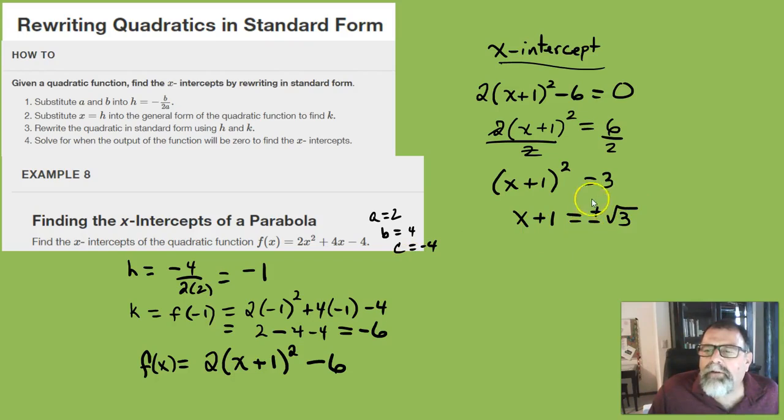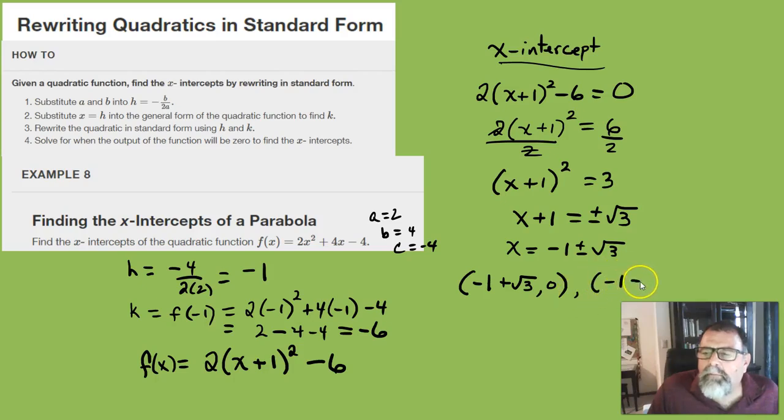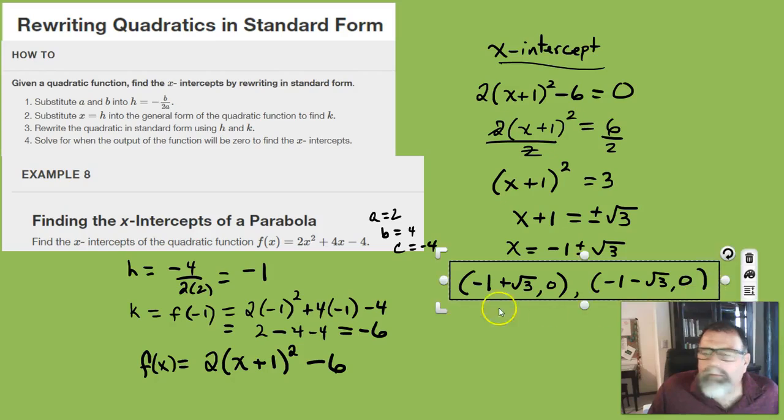And then you subtract 1 and just put it in front. So subtract 1, and that'll be my two x-intercepts, the x-coordinates. So the x-intercepts will be (-1 plus square root of 3, 0) and (-1 minus square root of 3, 0). Okay? So that's another way to do it. And personally, I don't care if you do it that way or just plug it into the quadratic formula.